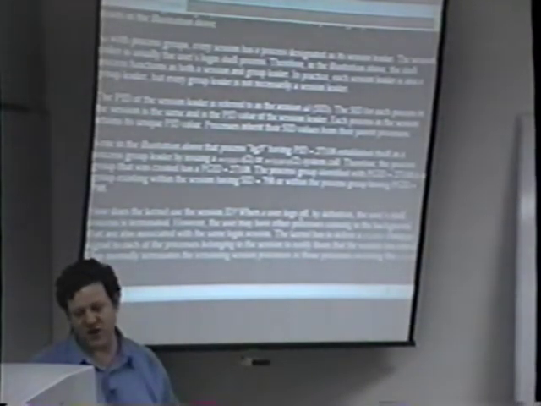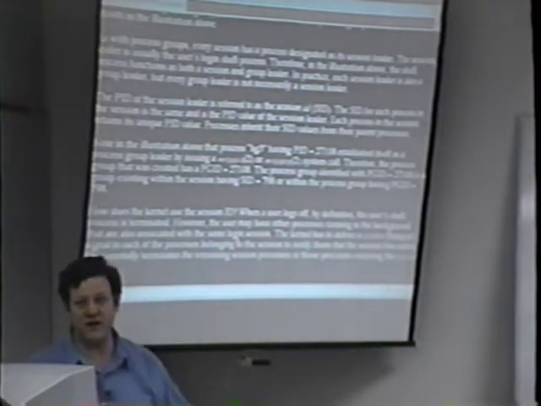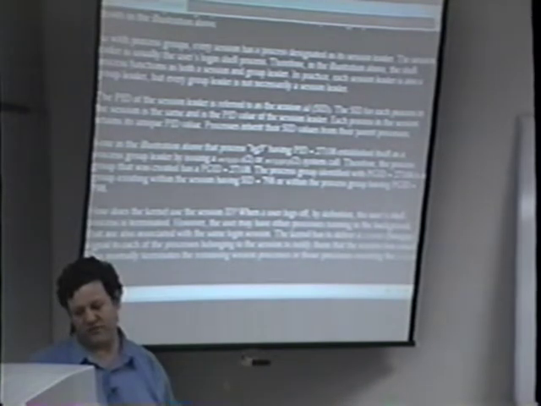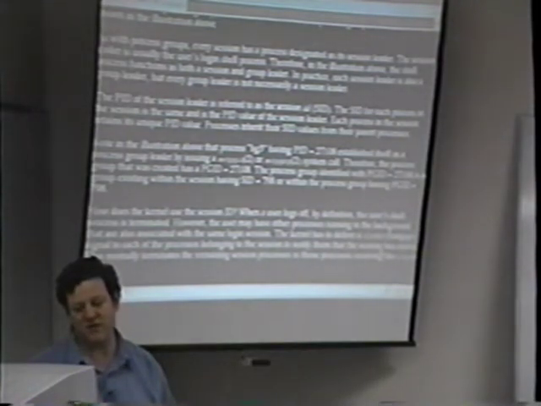And again, when a user logs off, the user's shell is terminated. However, the user may have other processes running in the background. I may have done a nohup, something like that, and those things will still be running, having that session ID until they actually terminate. However, running in the background, the kernel has to deliver a SIGHUP signal to each of the processes belonging to the session to notify them that the session is ended. But you have the ability with the nohup command to say ignore the SIGHUP and let the thing continue running. But normally that's going to terminate the remaining session processes when I log out.